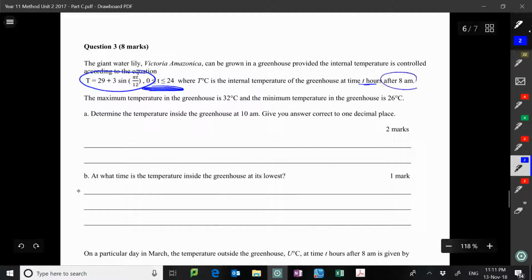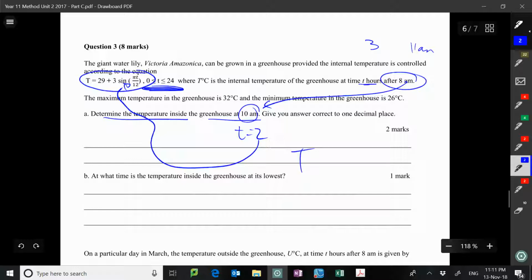It's T hours after 8 a.m. So number of hours after. So if they said 3 hours, then it's obviously at 11 a.m. Okay? Keep that in mind and determine the temperature at 10 a.m. So from 8 a.m. to 10 a.m., that's clearly when T equals 2. Probably sub 2 into this equation, and then find the temperature. Yeah? And it's the same thing.